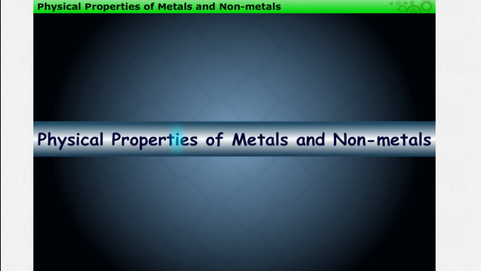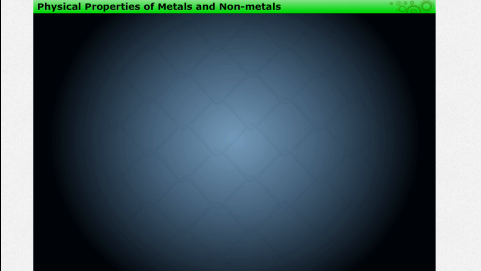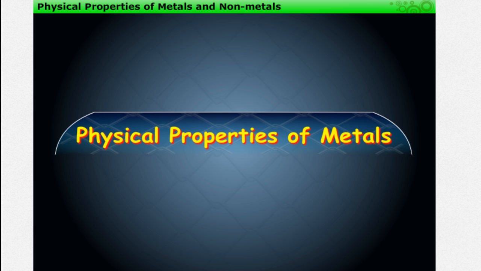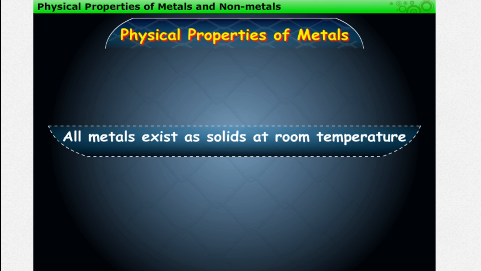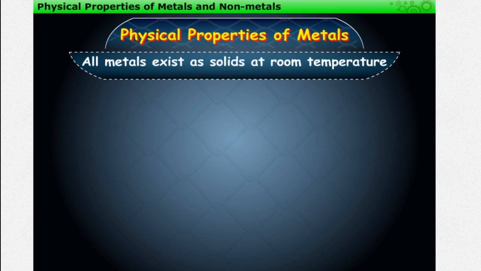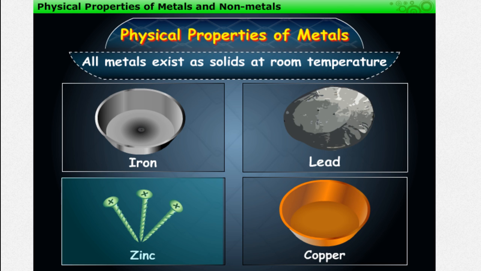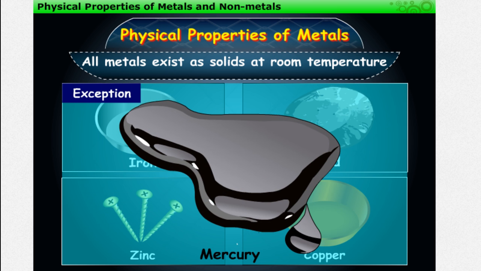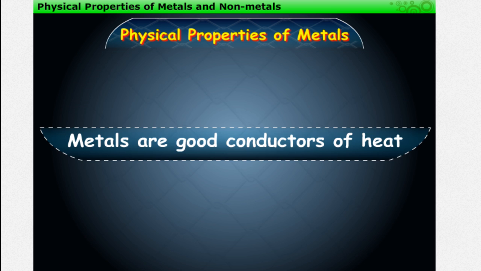Physical properties of metals and non-metals. Let us discuss the physical properties of metals. All metals exist as solids at room temperature. Example: iron, lead, zinc, and copper. Mercury is an exception. Metals are good conductors of heat.